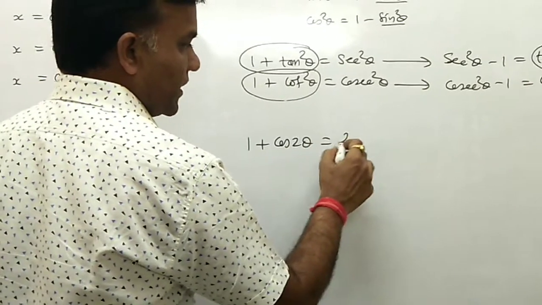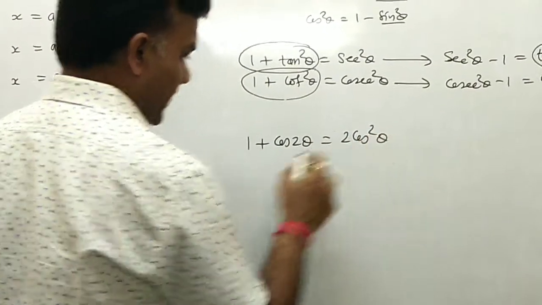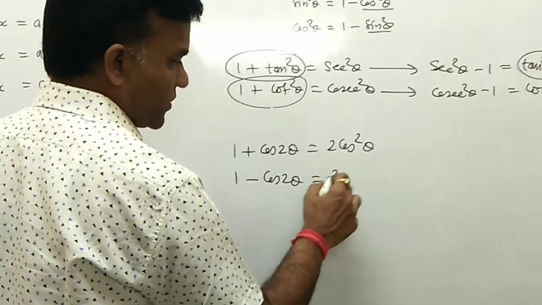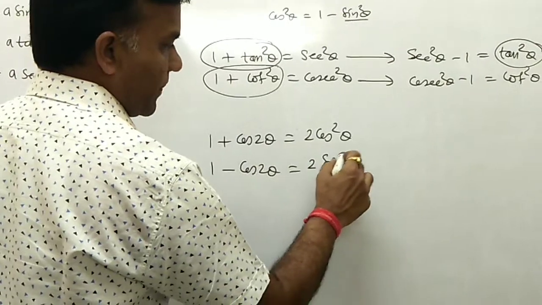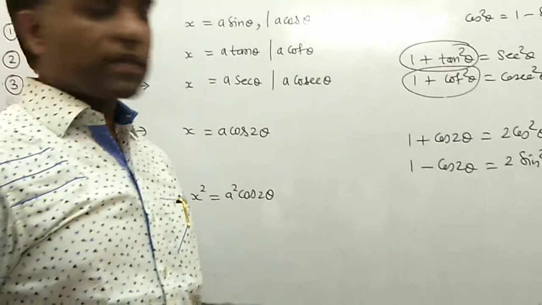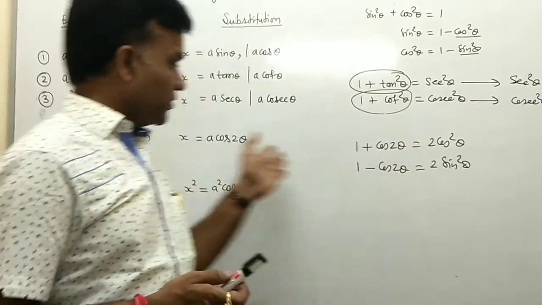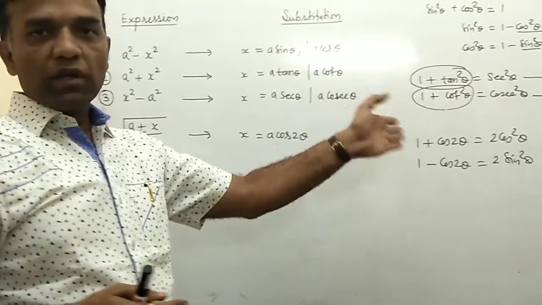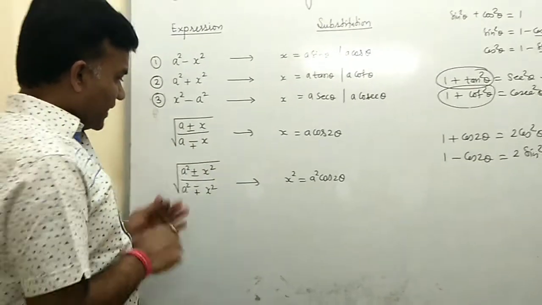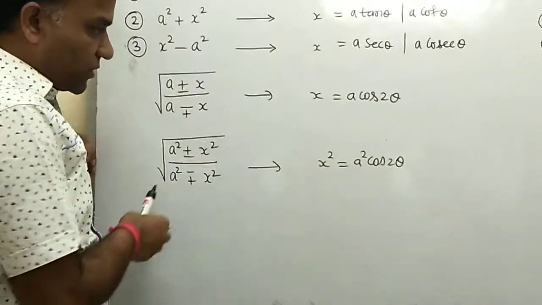That is 2 cos square theta. And similarly, if the minus sign is here, then 1 minus cos 2 theta equals 2 sin square theta. So now again we have two terms, binomial terms, converted into a monomial, and then with the square root sign, all the values are in the form of a square and the square roots are cancelled out.